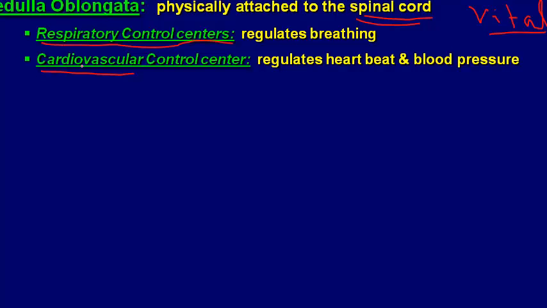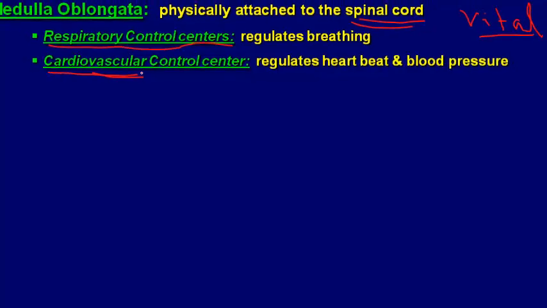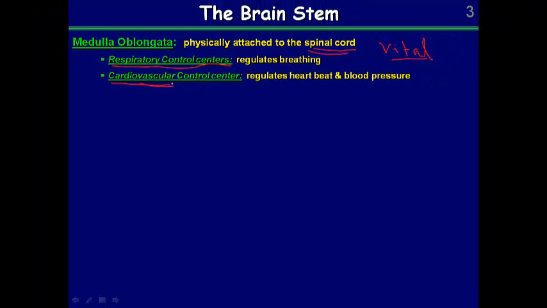So your heart will beat without nerves. But if you want to speed it up or slow it down, you need nerves. And these nerves emanate from the medulla oblongata to speed your heart rate, slow it down, as well as increase the force in which your heart will beat. There are other centers called vascular or vasomotor, which control blood vessels, and it helps distribute blood to different parts of the body. So those are two vital centers that are found in your medulla oblongata.